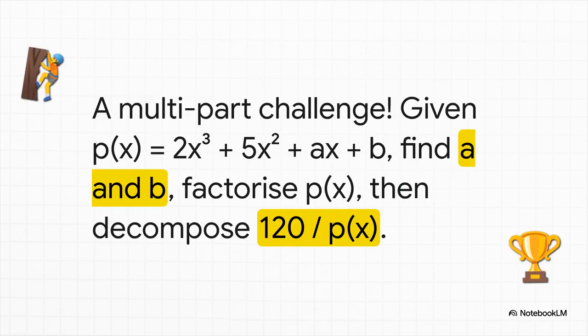And here we go, the final boss of the exercise, question 8. This problem is awesome because it pulls everything together. We're given this polynomial, but it has these unknown A and B coefficients. So step 1 is to use the factor and remainder theorems just to find out what A and B even are. Only then can we factor the polynomial, and only then can we finally do the partial fractions.